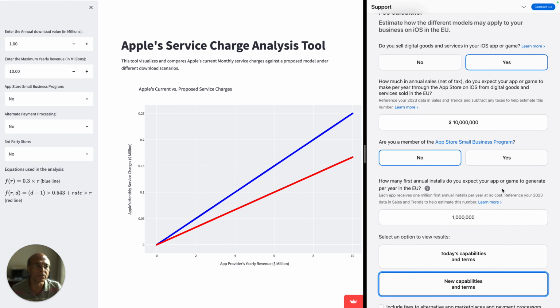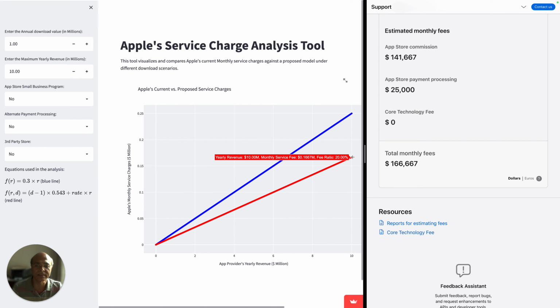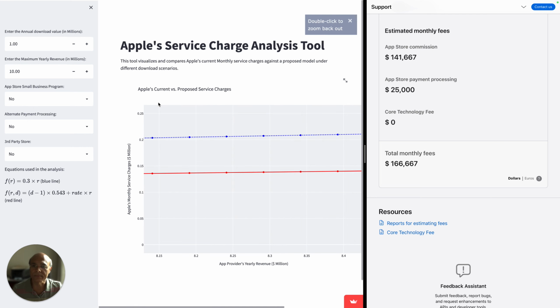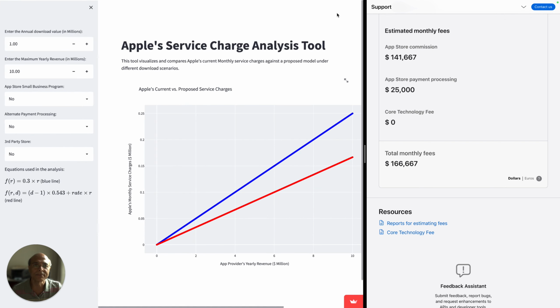When I don't choose the small business program, this should be the value, which is 166,667, right? So let's see. Yeah, you see that 166,667 and 20%, right? Now, as you move this cursor on this line, what happens is, just a minute, I think something went wrong. Let me do this. Yeah, I'm back here.